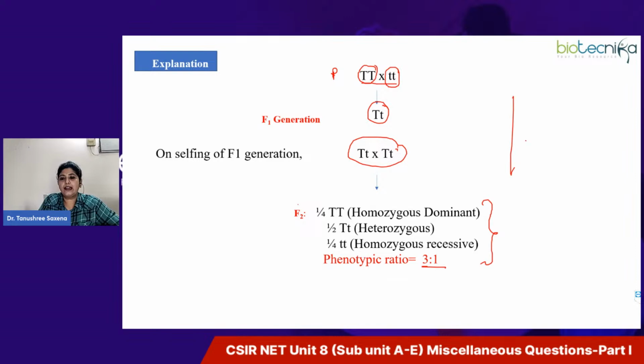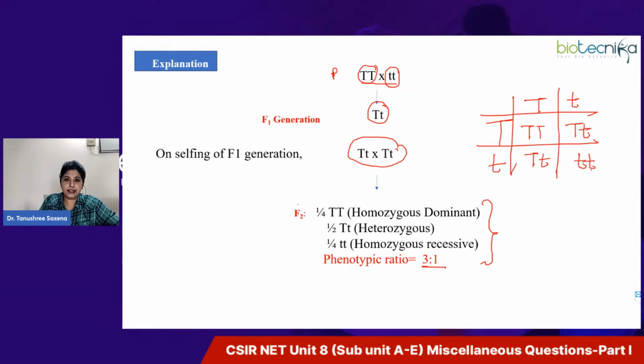So you know that this is a monohybrid cross, right? In a monohybrid cross, out of four, one progeny will show homozygous dominant, another two will be heterozygous, and one out of four will be homozygous recessive, right? So here I have told you the probability of getting a homozygous dominant trait, homozygous recessive condition, and heterozygous condition.